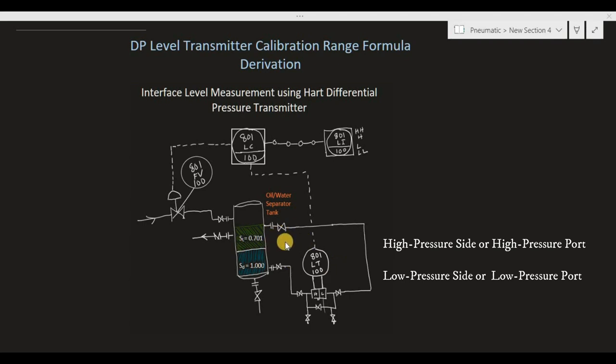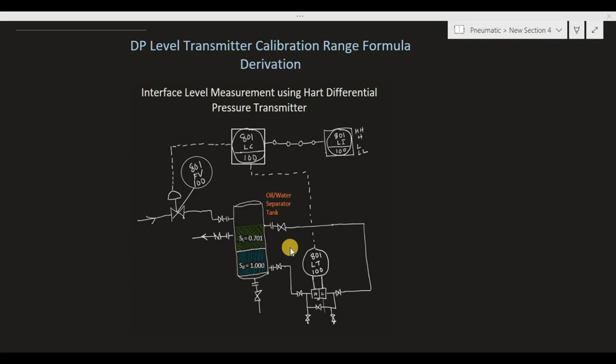And this DP transmitter converts the differential pressure it senses into a 4 to 20 milliampere signal, and then sends it to this level controller in the distributed control system, DCS. So after receiving the milliampere signal, the level controller converts it into a level measurement value representing the liquid's height or percentage in the tank. And then the LC shares this value with the level indicator in the HMI via a system link, enabling the operator to monitor the interface level in the tank easily. So this is the system link. This is the symbol of the system link.